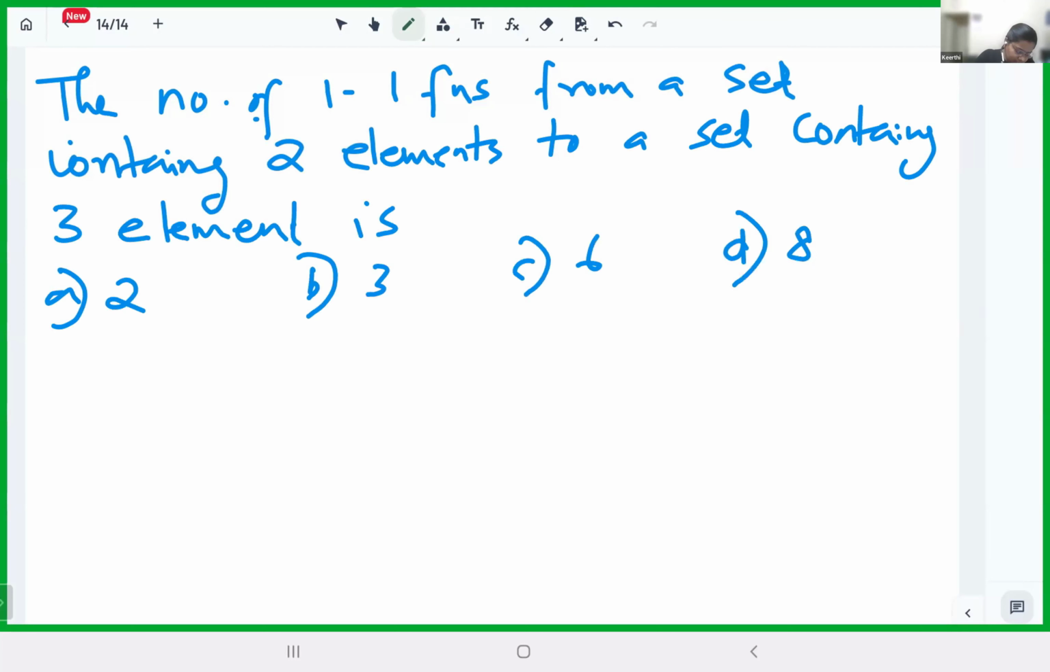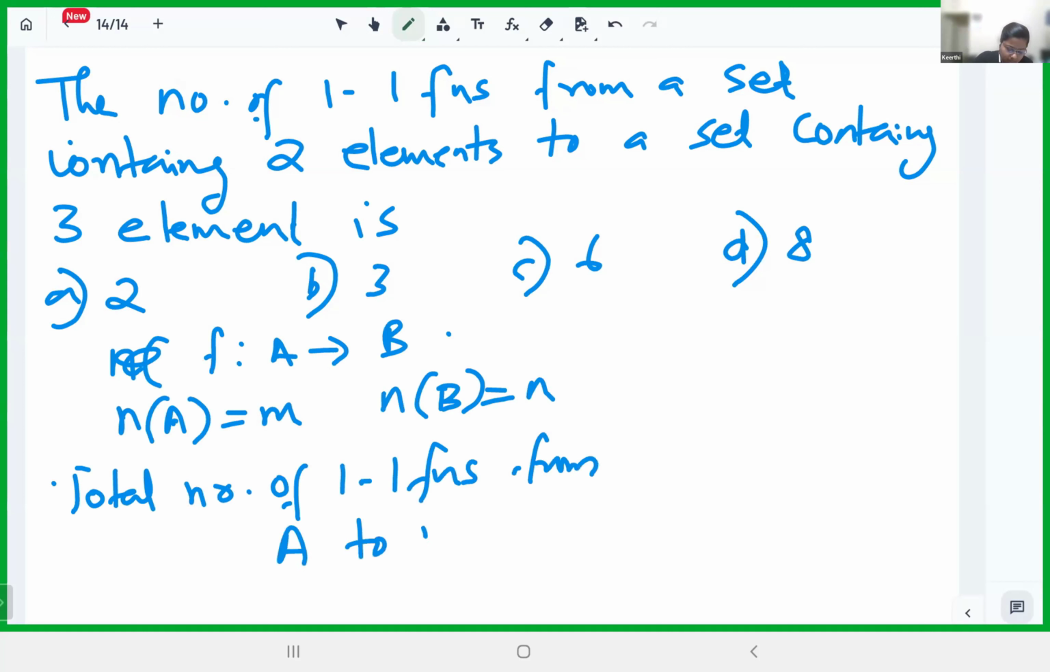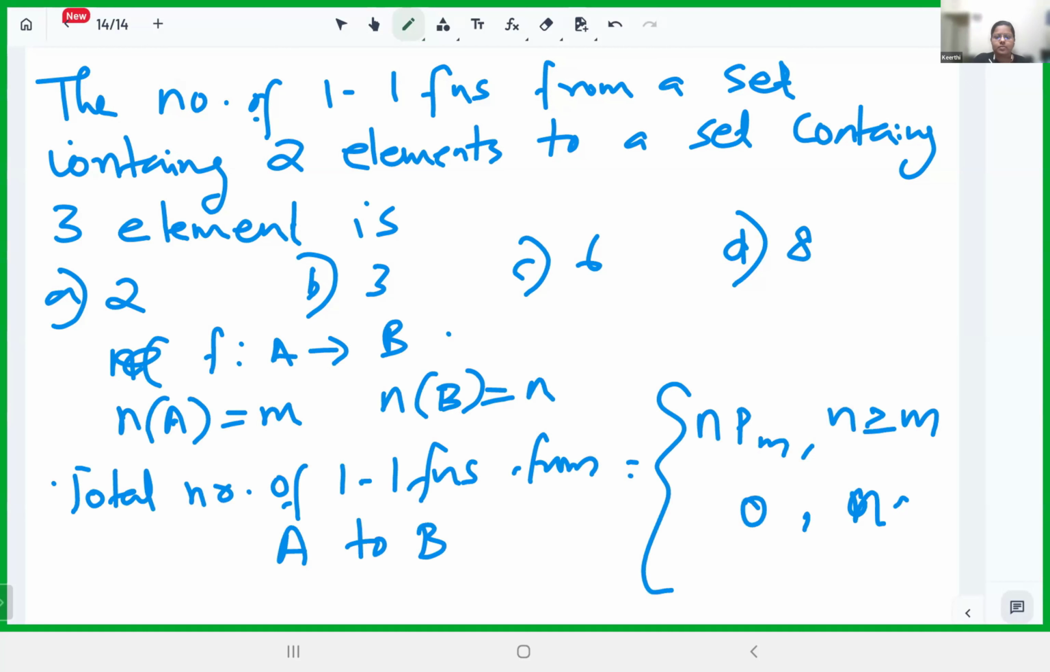All right, so the formula is: if a function is defined from A to B, and n(A) is equal to m, and n(B) is equal to n, then the total number of one-one functions from A to B is nPm if n is greater than or equal to m, and 0 if n is less than m. All right, this you have to study.